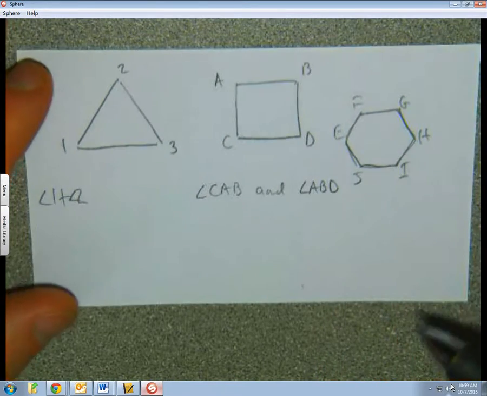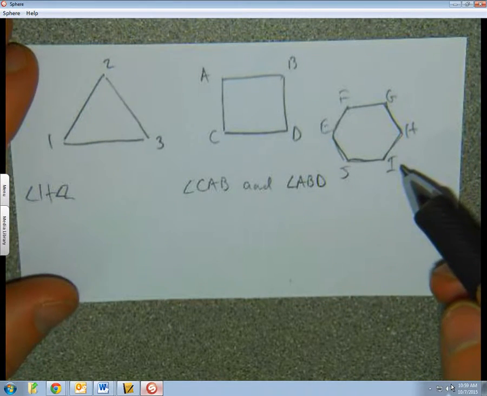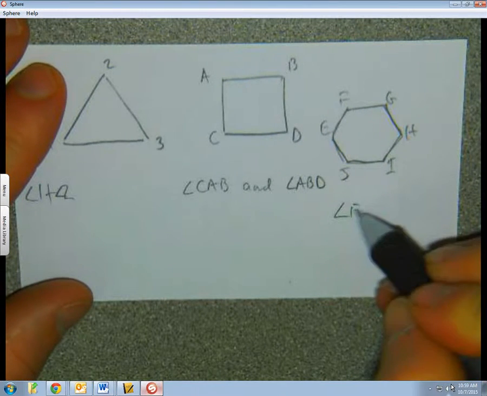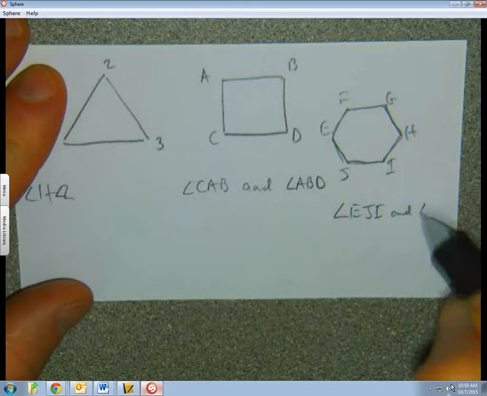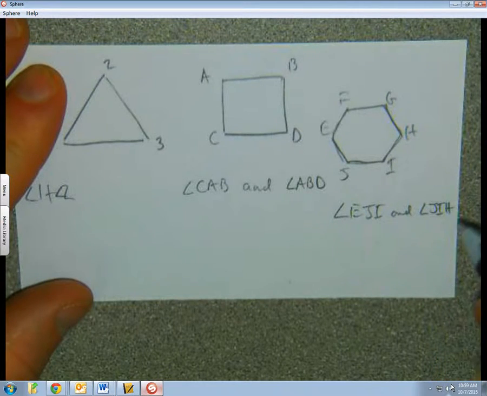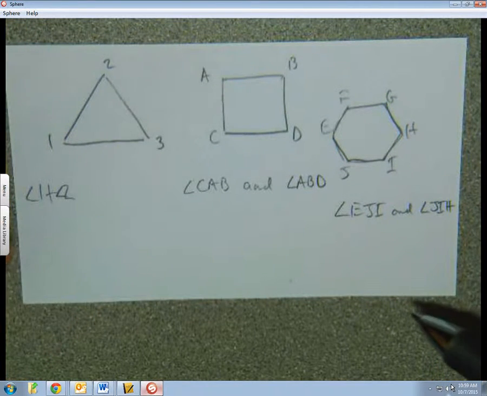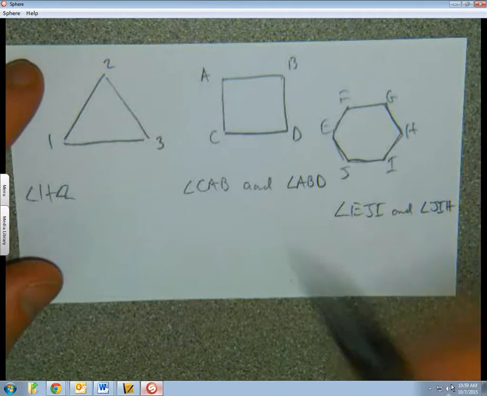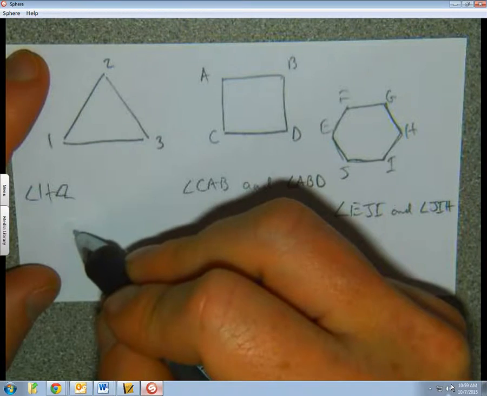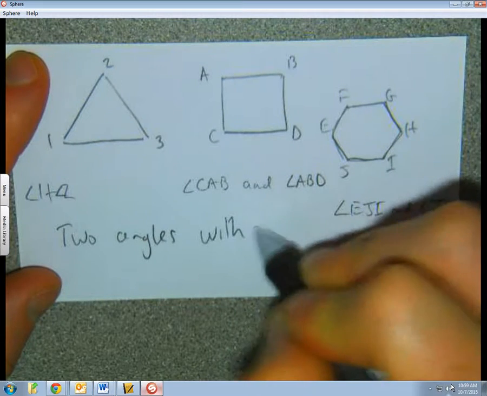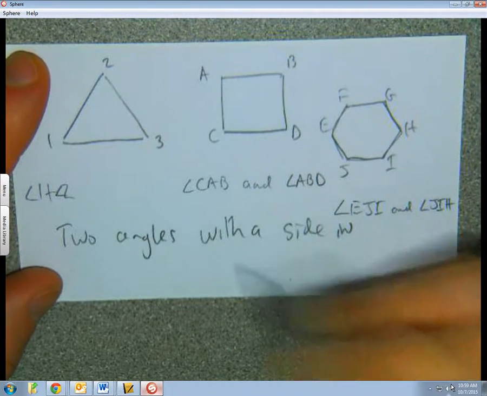Okay, and then here we could say EJI and JIH. Okay, so those are all consecutive angles, and the way the book defines it, and a nice way to think about it, is two angles with a side in common.